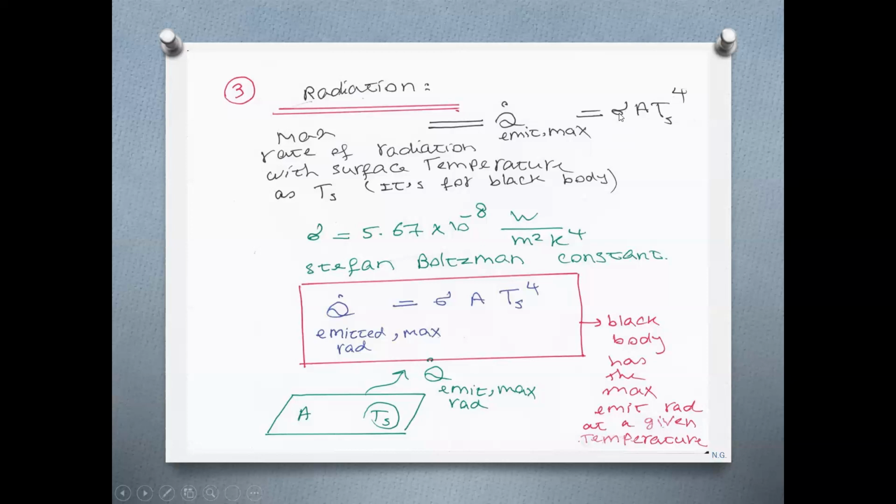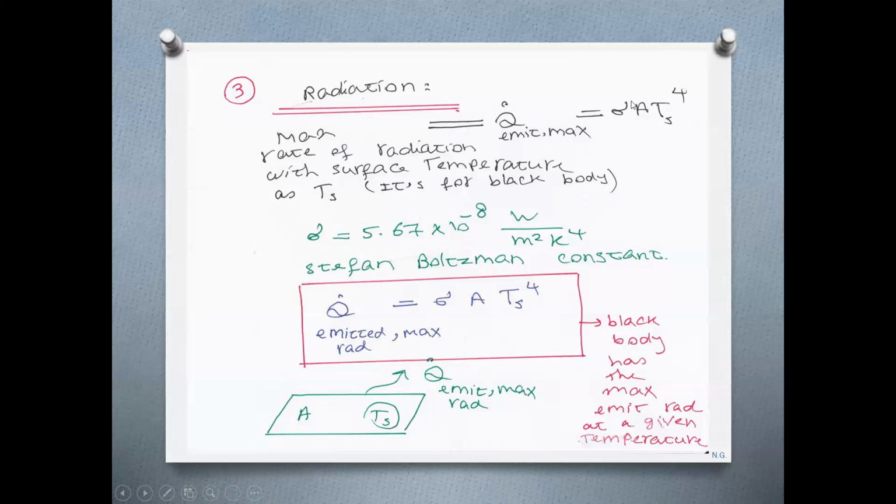What is sigma? That is the Stefan Boltzmann constant, and that is equal to 5.67 times 10 to the power of minus 8. The unit is based on energy per unit of time, because it is a rate of heat transfer. Heat is energy, so energy per unit of time is watt, the same unit as power. So in the SI system it is watt.